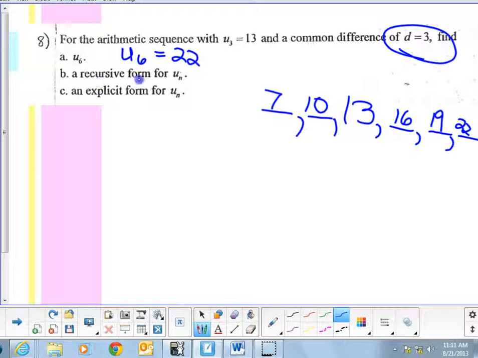Okay, find the recursive form. To find the recursive form, we had to find what? The first term. We did. We said the first term is 7. Every term after that is the previous term plus 3. That's it. Okay, write an explicit form. What's the formula that's explicit?